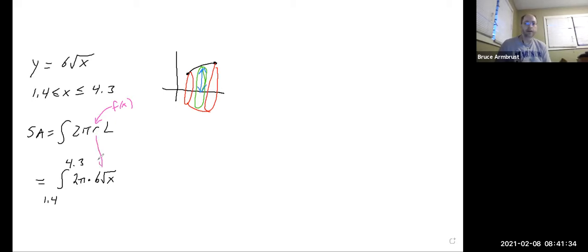Okay, so that was that piece, but now we need the length. Well, that's going to be our arc length, and our arc length formula, remember, hopefully, is the square root of 1 plus f prime of x squared. So that was, again, the in general.